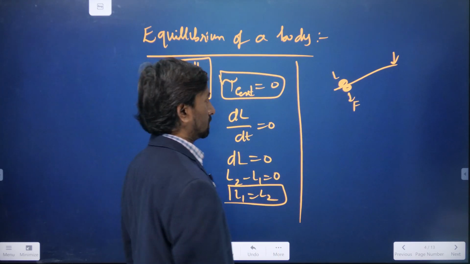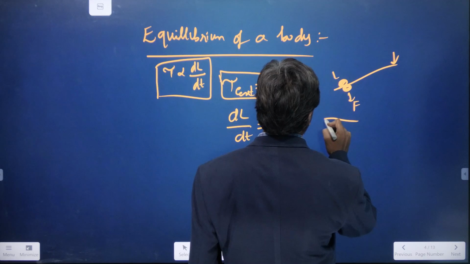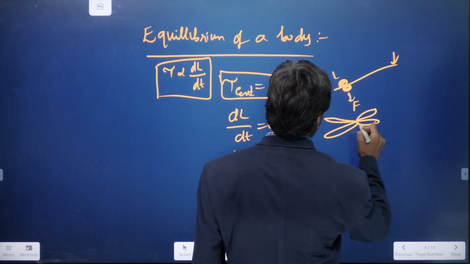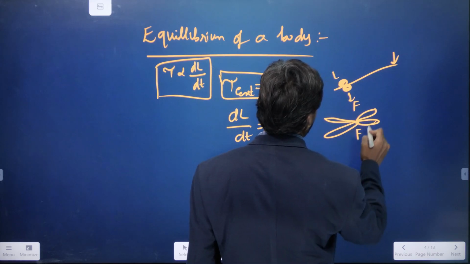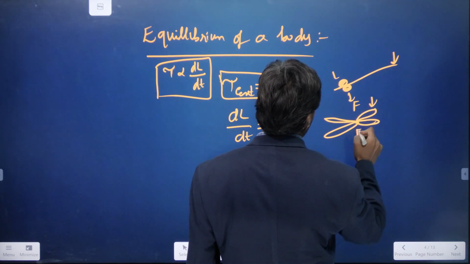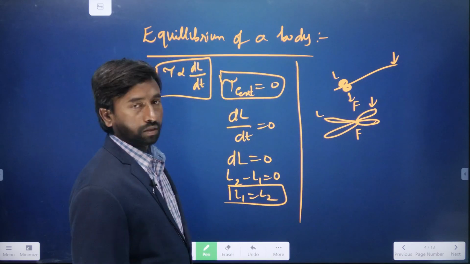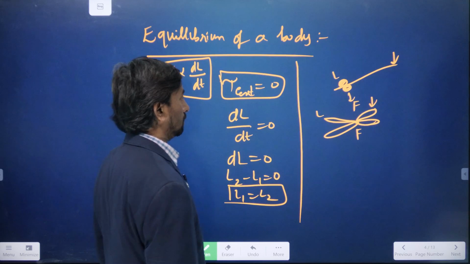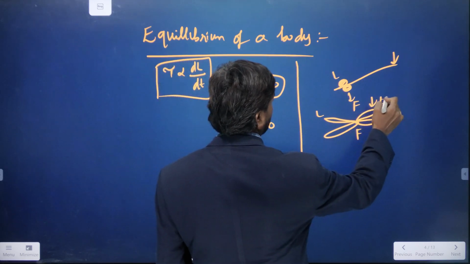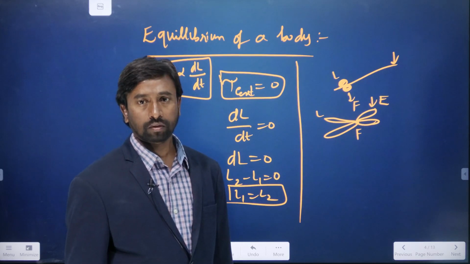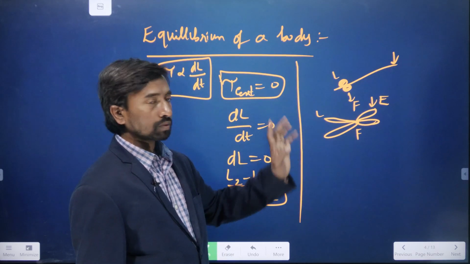Or we can say the scissors. The load will be here and the effort will be here, and this is the fulcrum. Here we apply the effort force, with the fulcrum and the load. This is a first class lever. Here the fulcrum is in between the load and the effort, so it is said to be the first class lever.